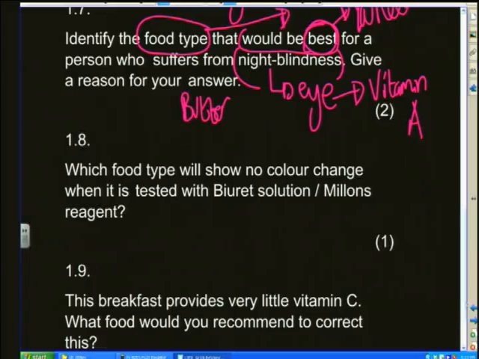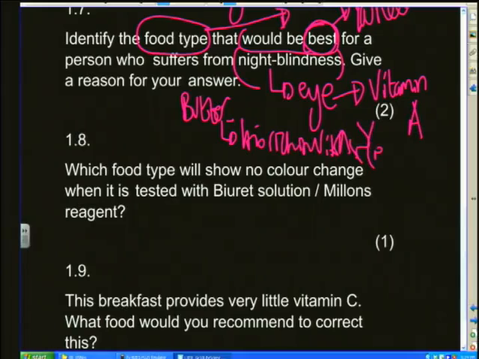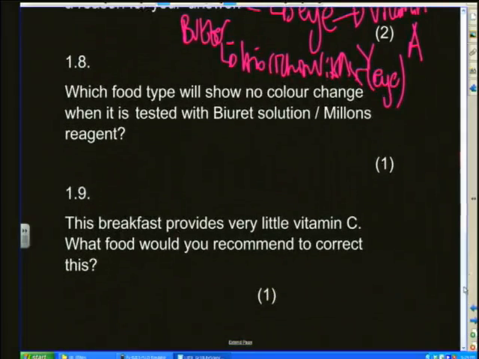And it says, give a reason for your answer. Because it is rich in vitamin A. And what is vitamin A? Vitamin A helps with our eyes, especially the retina, the cones in our eyes, and rods, I should say more the rods. Which food type, again, what are you looking for? Bread, butter, or eggs will show, and this is where your food tests come in, no color change when it is tested with biuret solution.